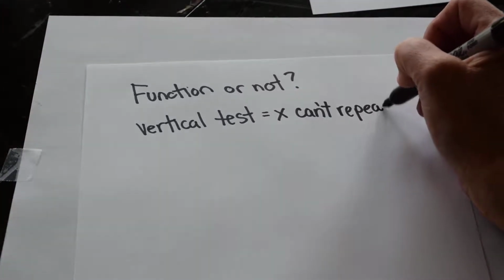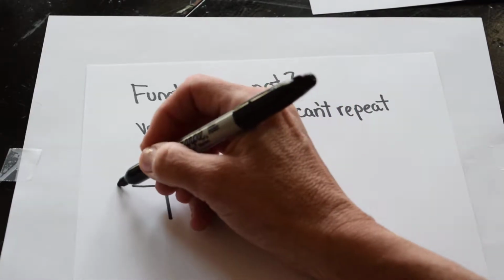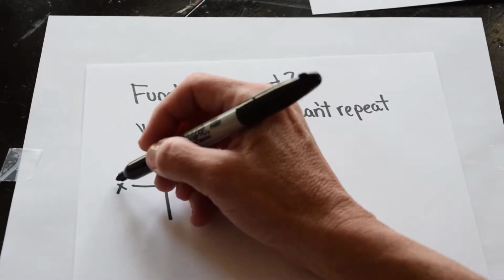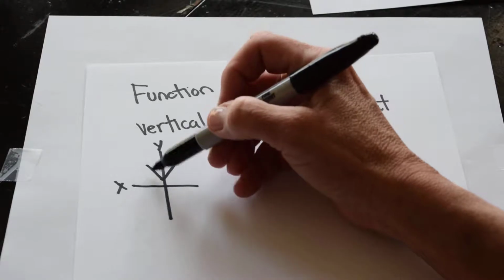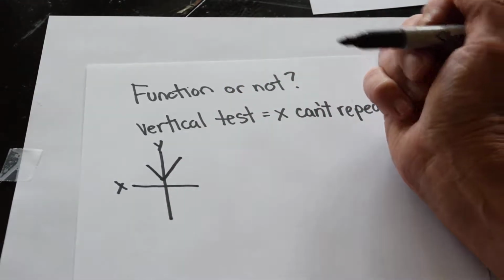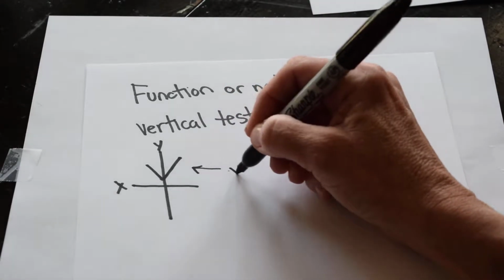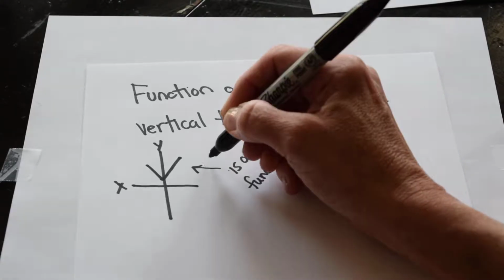So when we're thinking about our ordered pairs, the x can't repeat. If we have it like this, remember this is our x, this is our y, and I've got something that looks like this. If I'm going up and down all the way over here, and I look at my ordered pairs, nope, x doesn't repeat. So this is a function. Woo, yay, it's a function.